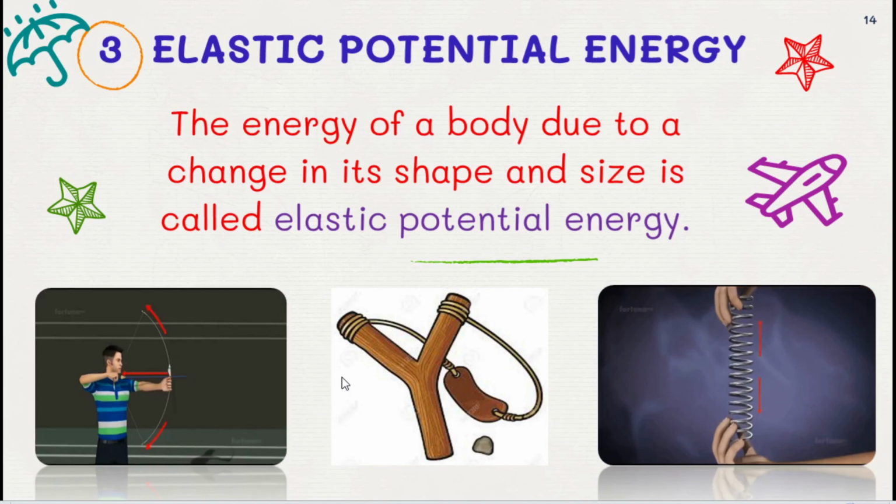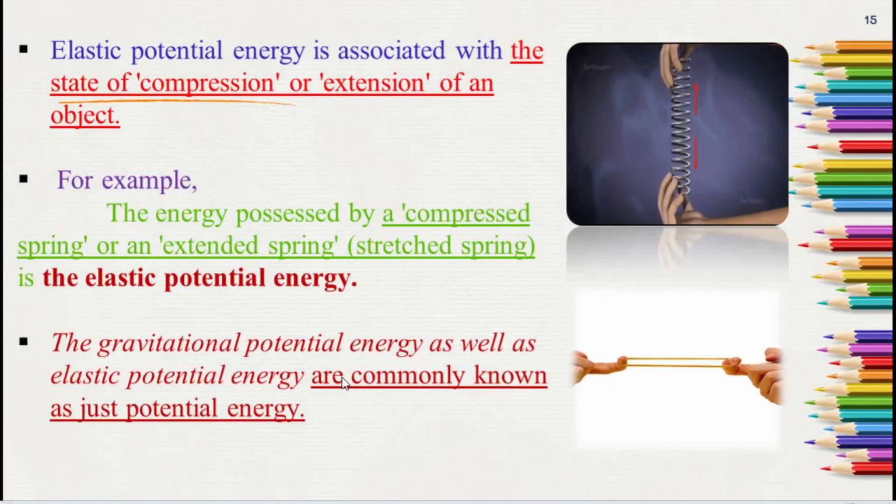Okay, so an extended spring also has potential energy. These are all examples of elastic potential energy. Next, students, elastic potential energy is associated with the state of compression or extension of an object. These are very important points. The elastic potential energy is associated with the state of compression or extension of an object.